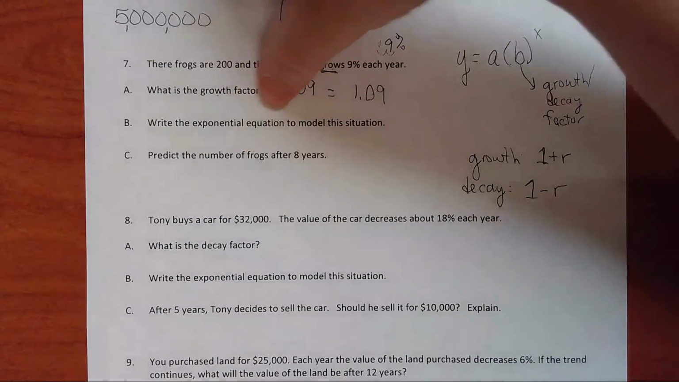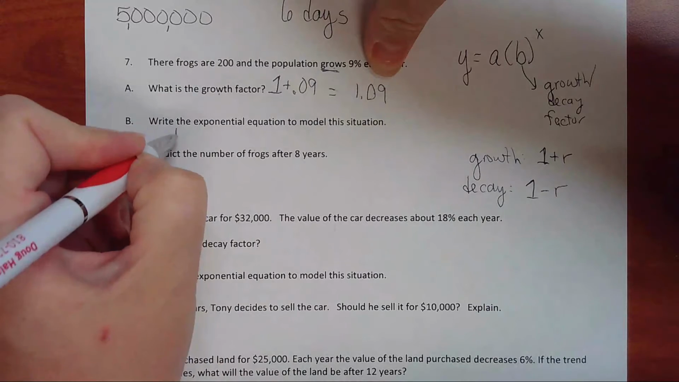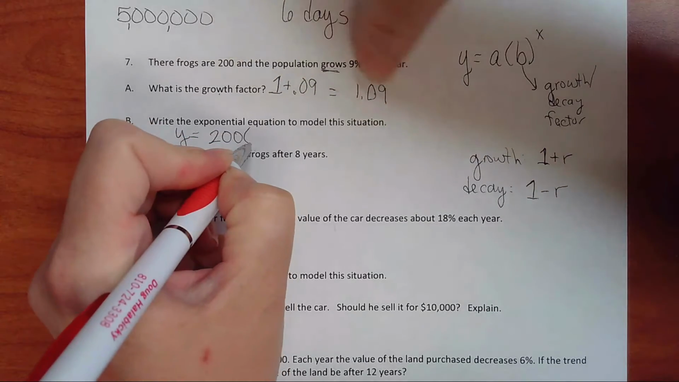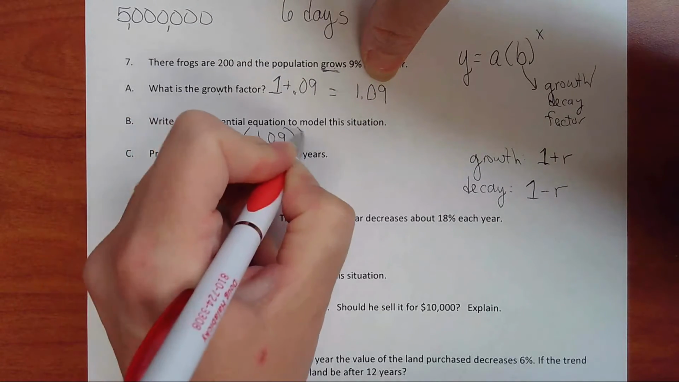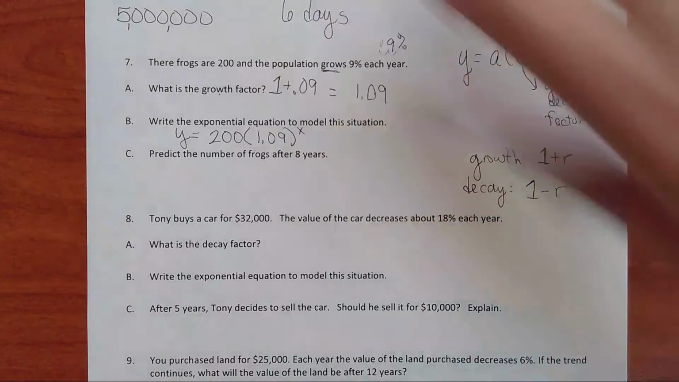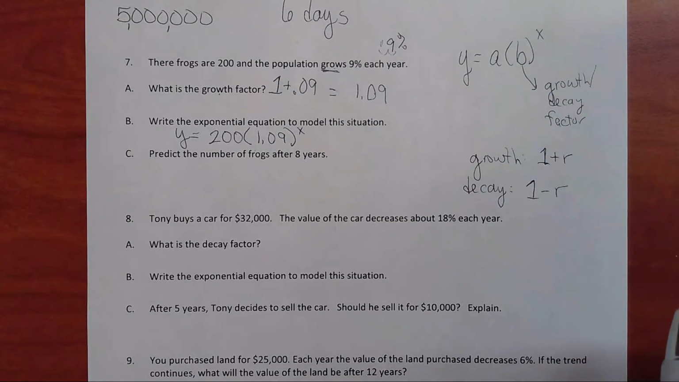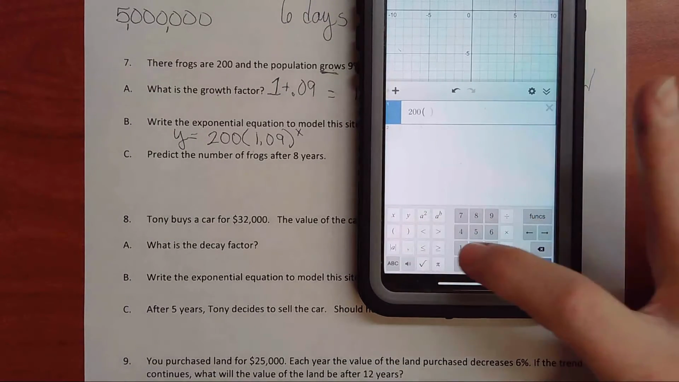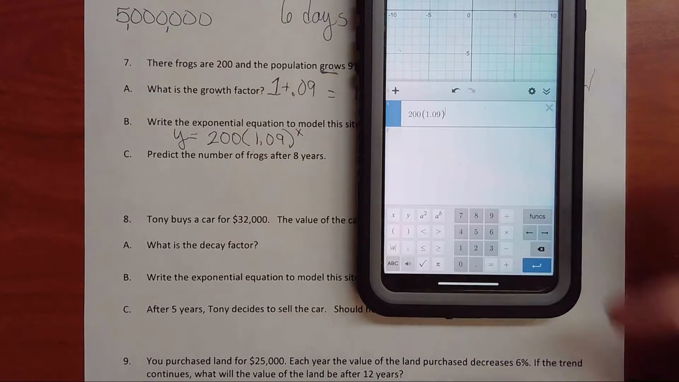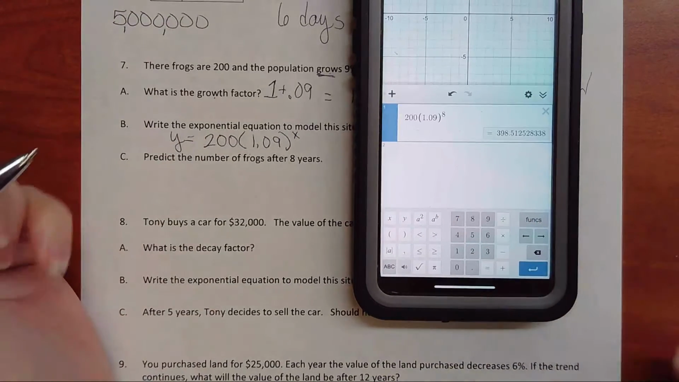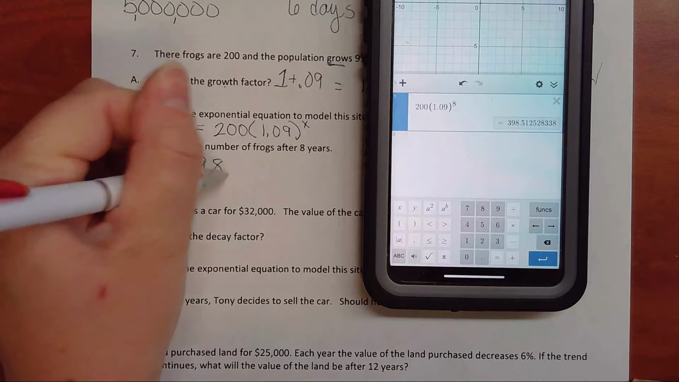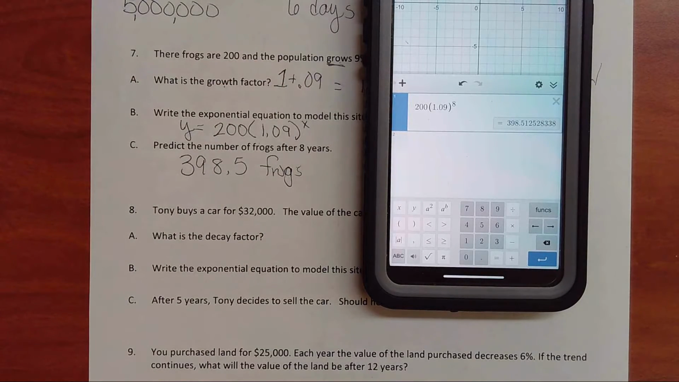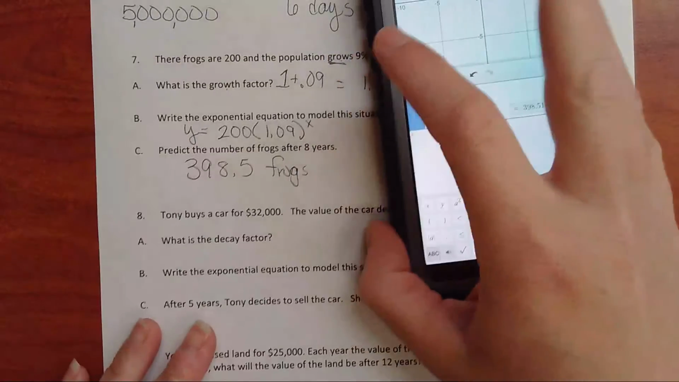So then it says right here, write the exponential equation to model this. So we have y equals, A is the initial value, so 200, parentheses, B is what I found up here, to the x. That's it. And then it says, predict how many frogs there will be after 8 years. Well, that's where you're going to need your calculator. So we do 200 parentheses 1.09 raised to the 8th power. So after 8 years, we're going to have 398.5 frogs. And if you had 399 frogs, that's totally fine, even though it's half a frog, but potato, potato.